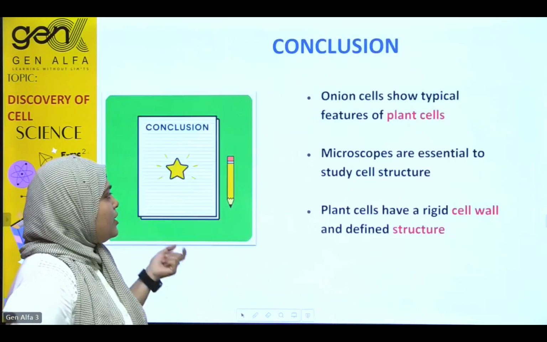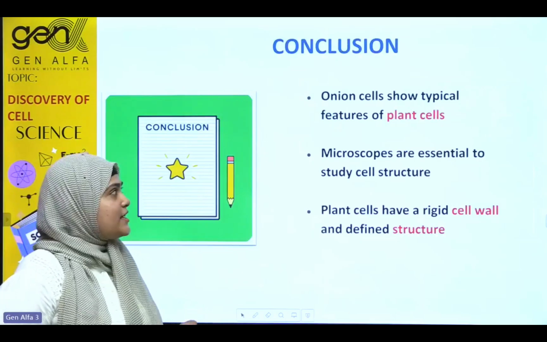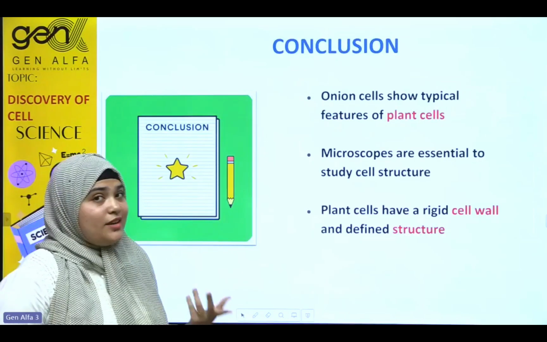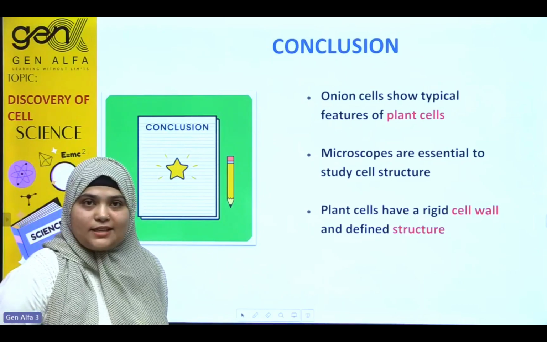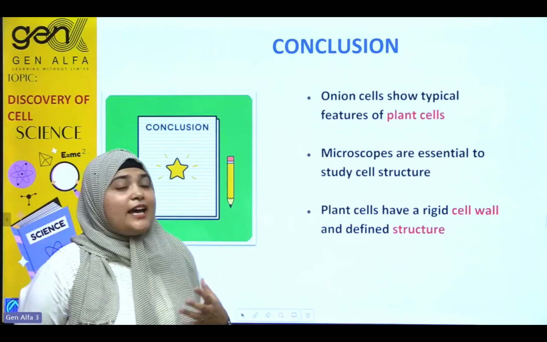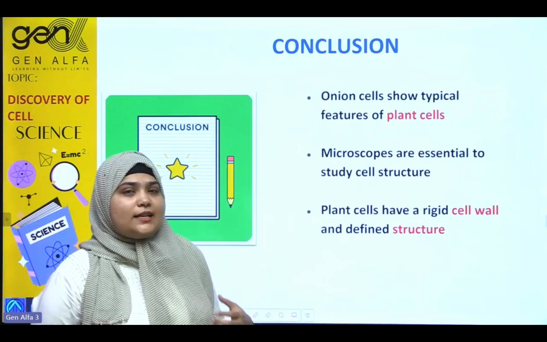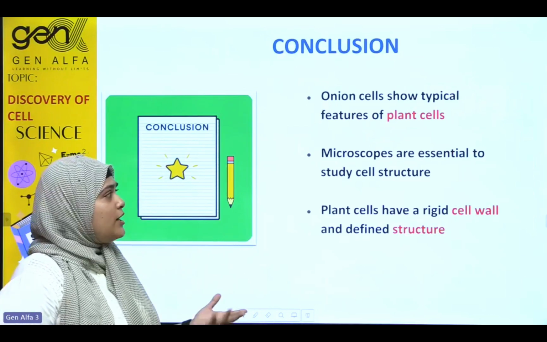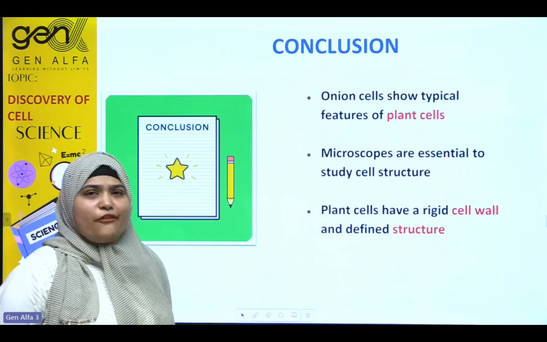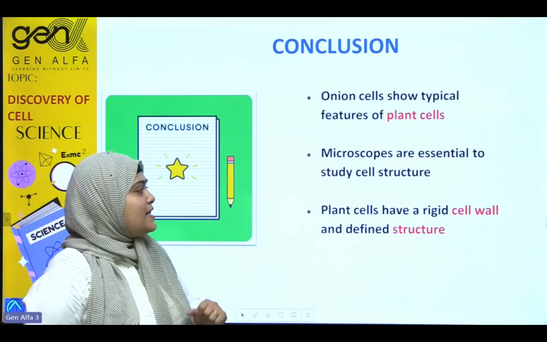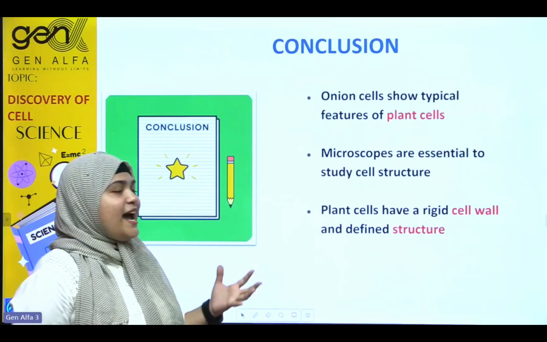Now here comes the conclusion of the activity. What we have studied and observed is that onion cells show typical features of a plant cell, because onion is a plant. That is, it shows the presence of a cell wall and a large vacuole. Microscopes are essential to study cell structure, of course. And last, plant cells have a rigid cell wall and defined structure.